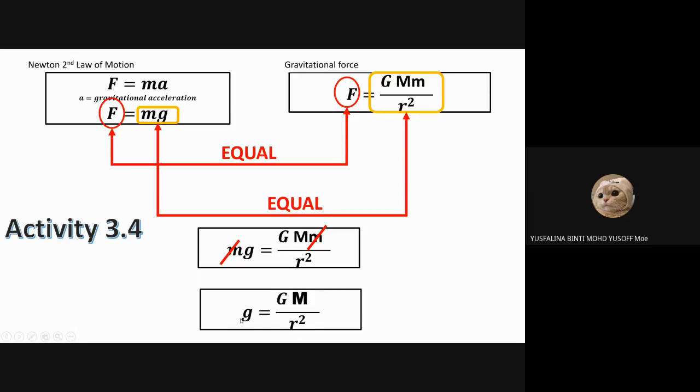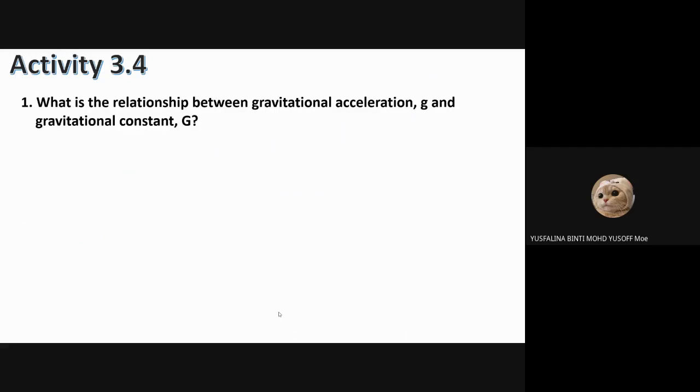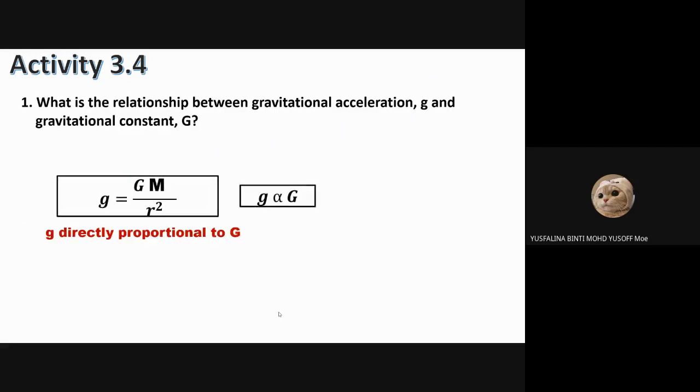Okay, so this is the formula to calculate the gravitational acceleration. From here we can derive that g is directly proportional to G. This means that if G increases, the value of the gravitational acceleration increases, so this one also should increase. So that's the relationship between g and G. What is the relationship? I already answered: it is directly proportional.